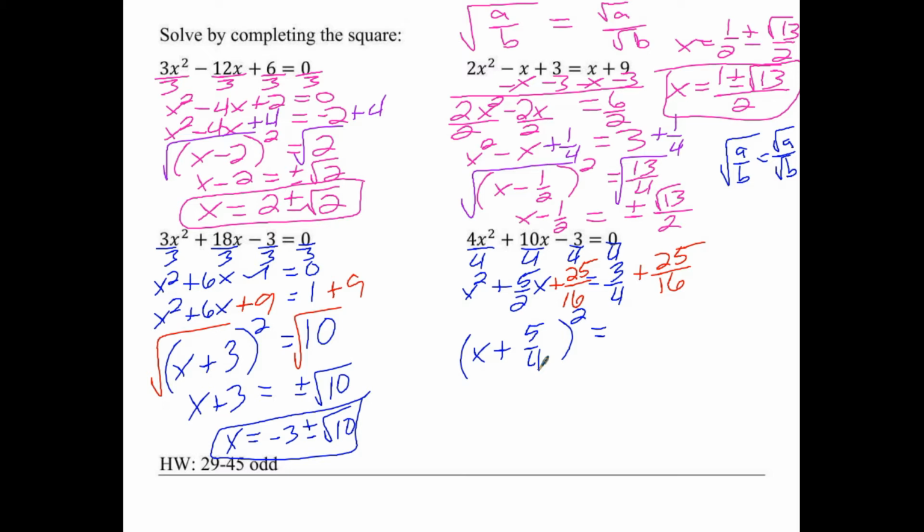Okay, yeah, we need a common denominator. What's the common denominator going to be? 16. So I have to turn 3/4 into something 16ths, right? What will it be? 12/16. So I have 12/16 plus 25/16. 37/16.